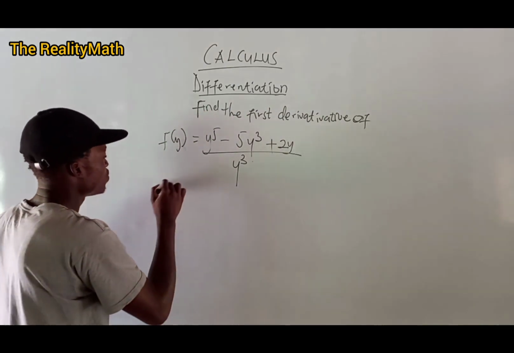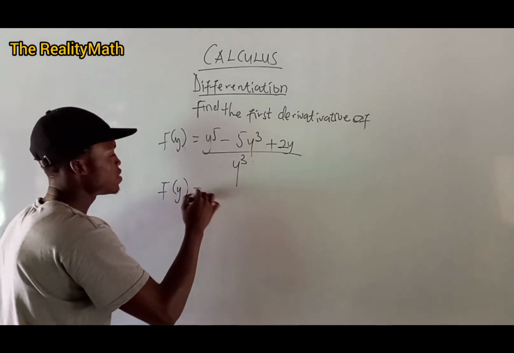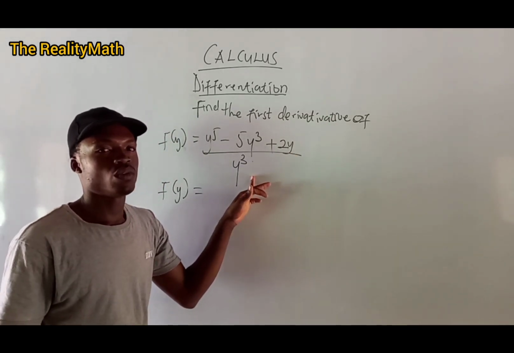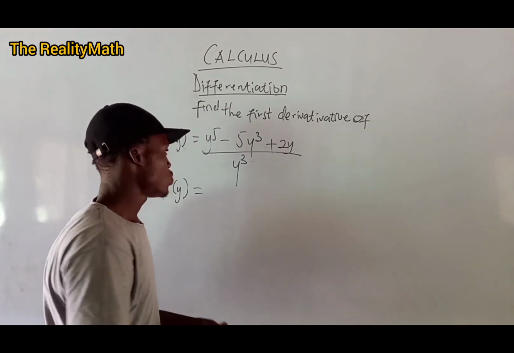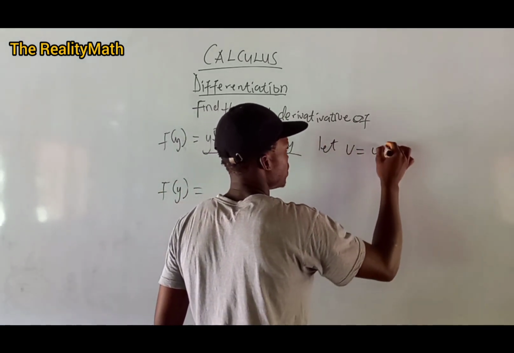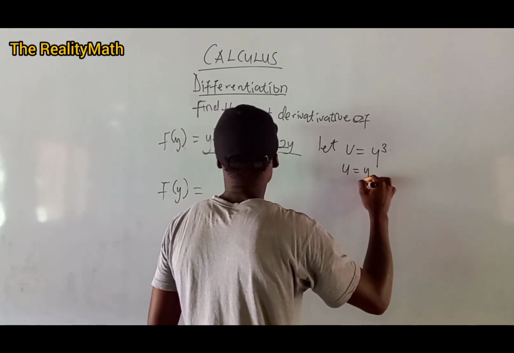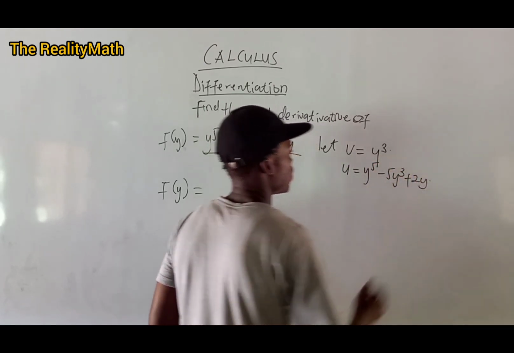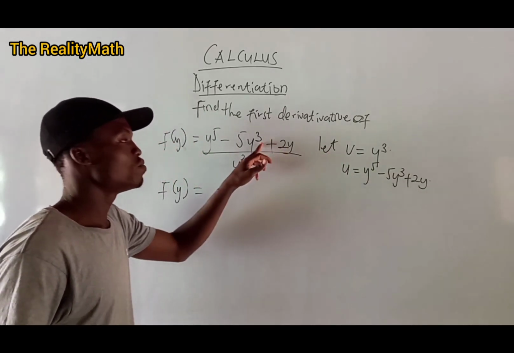Okay, so we have f of y to be equal to, now let's give the top v and then name the down u. We can change it. We are the ones that are giving the name to it. So let's say let v be equal to y cubed, and then u be equal to y to the power 5 minus 5y cubed plus 2y. Okay, so this is our v, which is the denominator. This is our u, which is the numerator.